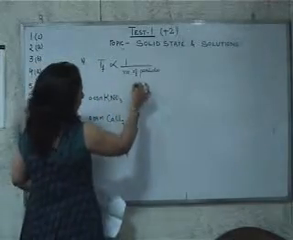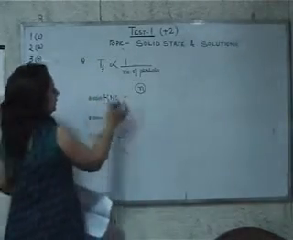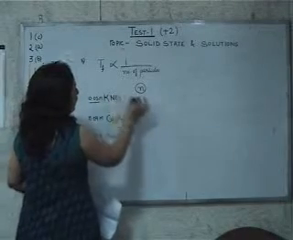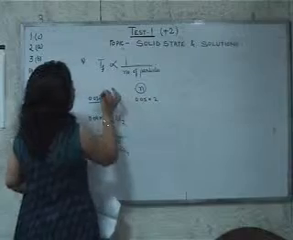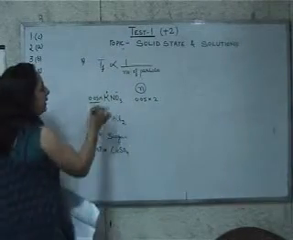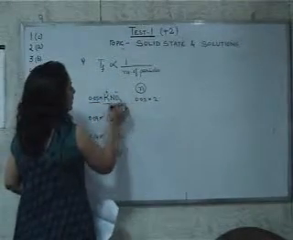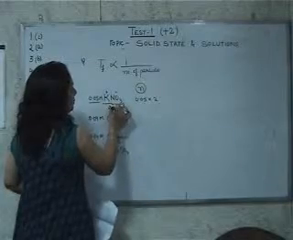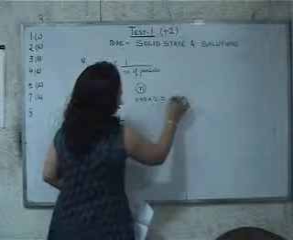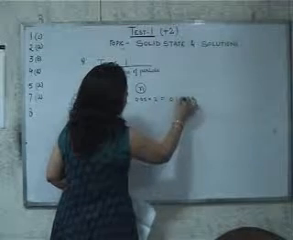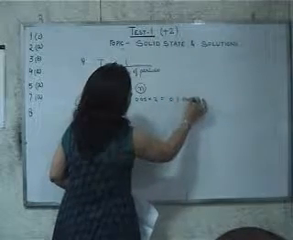N is to be calculated. How many particles are there? Here 0.05 into 2, because K+ is 1 positive, nitrate is 1 negative, so there are 2 ions in this KNO3. It becomes 0.1 molar, 0.1 mole ions.